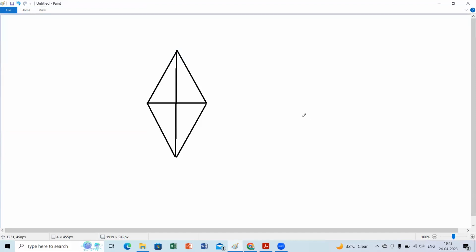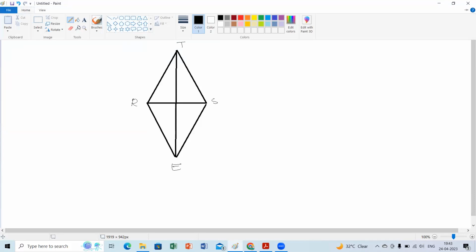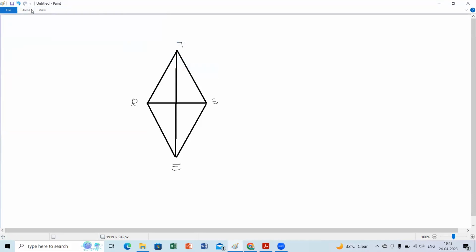What do you want to ask about a rhombus? Suppose REST is a rhombus. What do you know about the properties of a rhombus? Can I tell the question? About the sides, all sides are equal, right? Yes, all sides are equal.